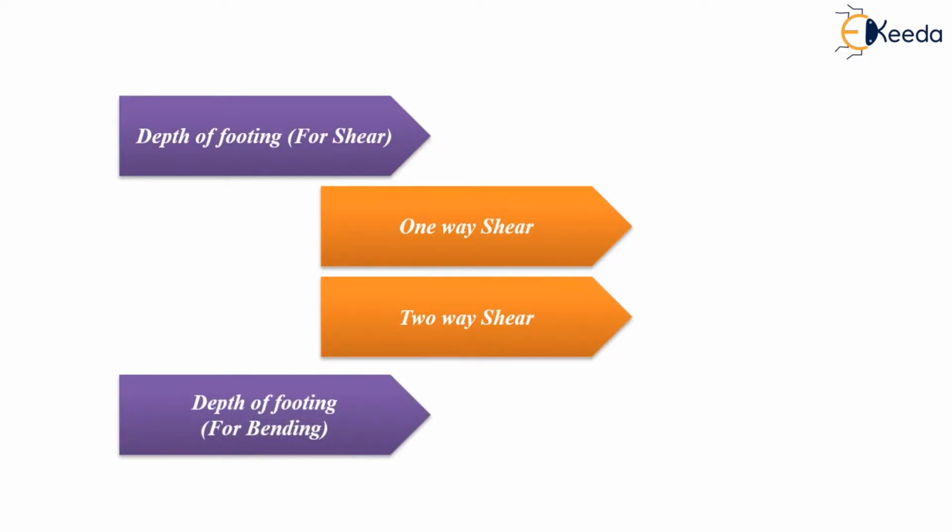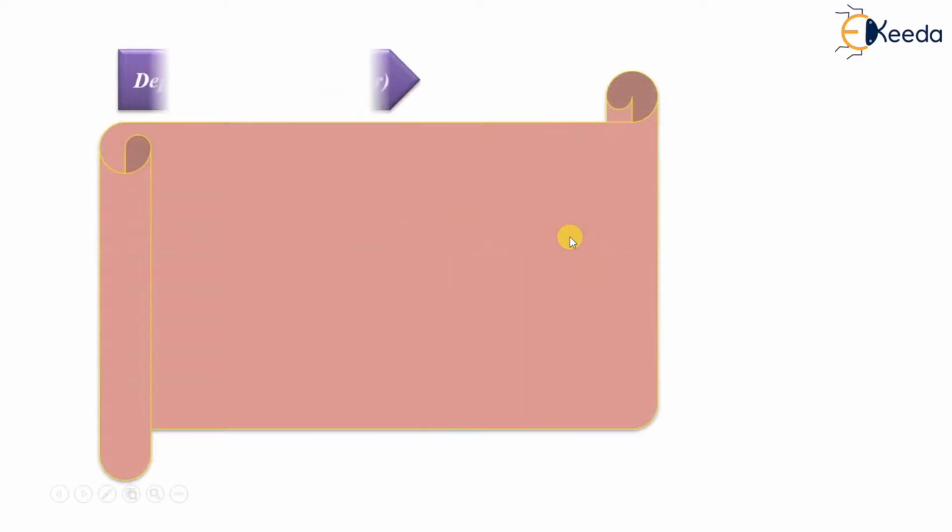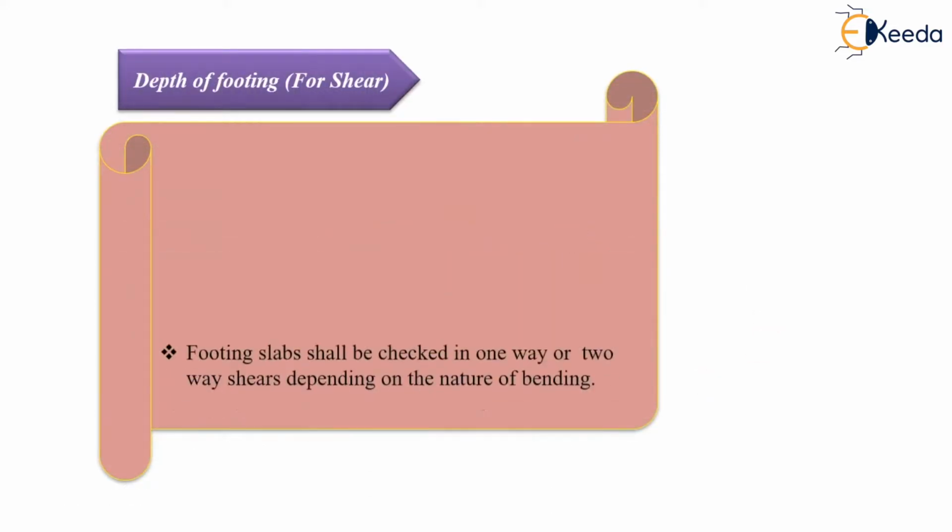And to find out the depth of footing for shear criteria, there are again two criteria, that is one-way shear and two-way shear. Then we have to find out the depth of footing for one-way shear criteria, two-way shear criteria, and bending criteria. And from that, we will take the maximum value or maximum depth of footing. So first of all, we will see the depth of footing for shear.